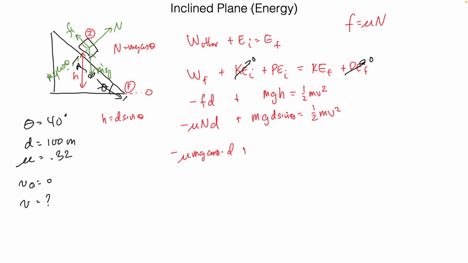And then I have mgd sine theta equals 1/2 mv squared. I still don't know what mass is. Why didn't I give you the mass? It cancels out. It's in every term now. And so it actually doesn't matter if it's an aardvark or an elephant or a mouse or anything else. It's going to cancel out.